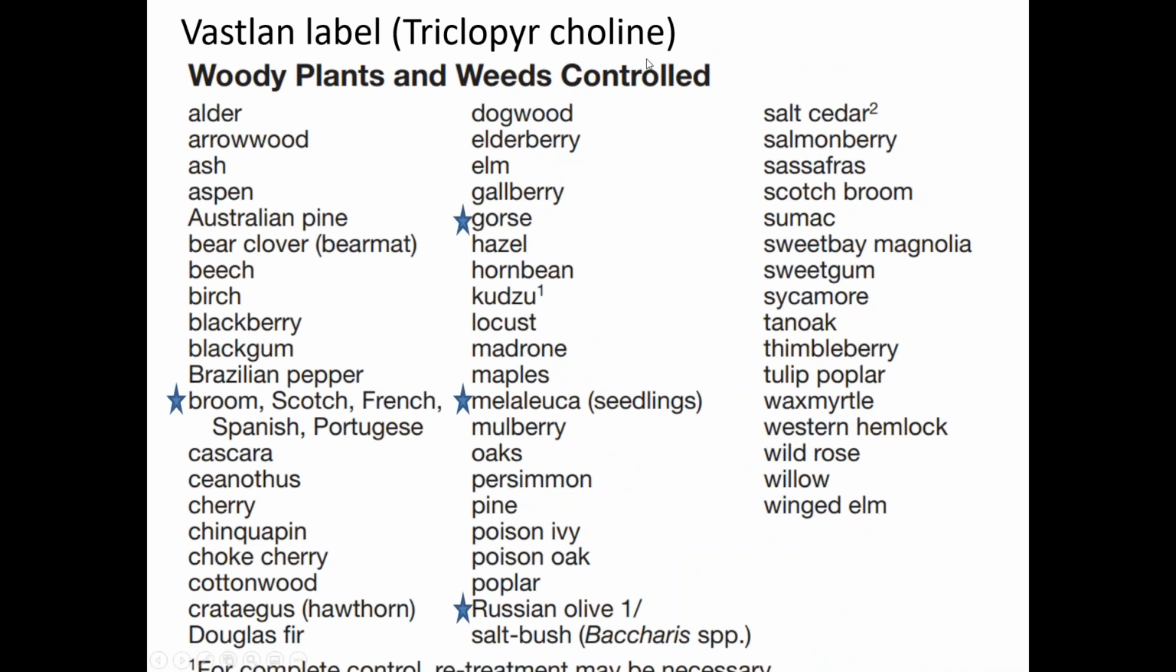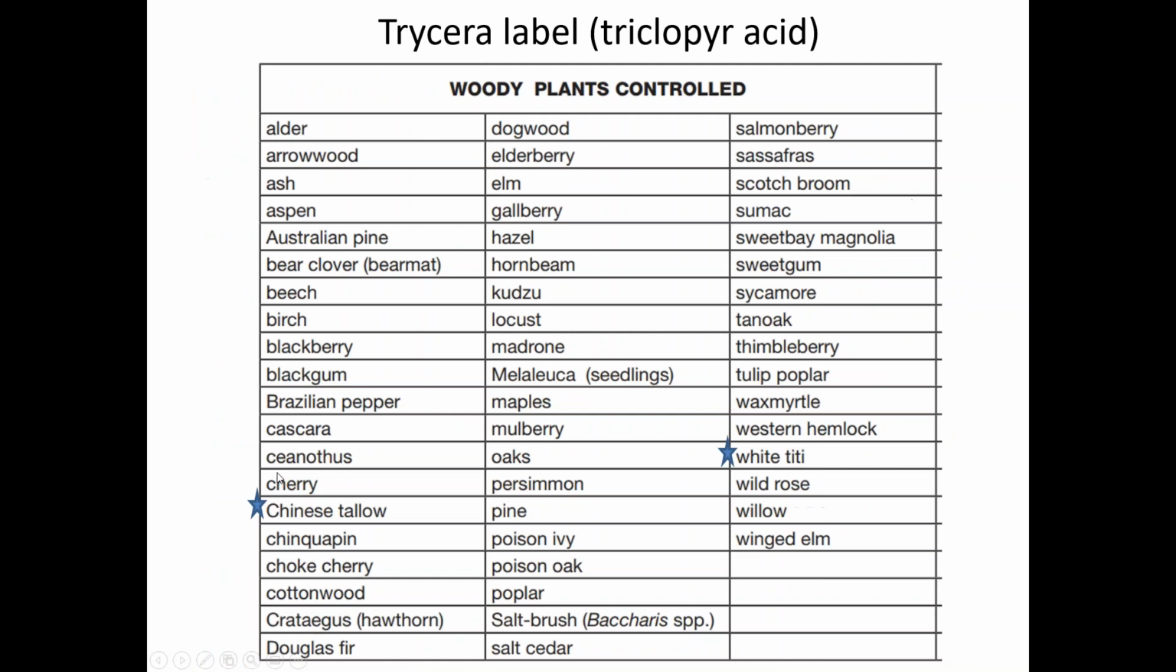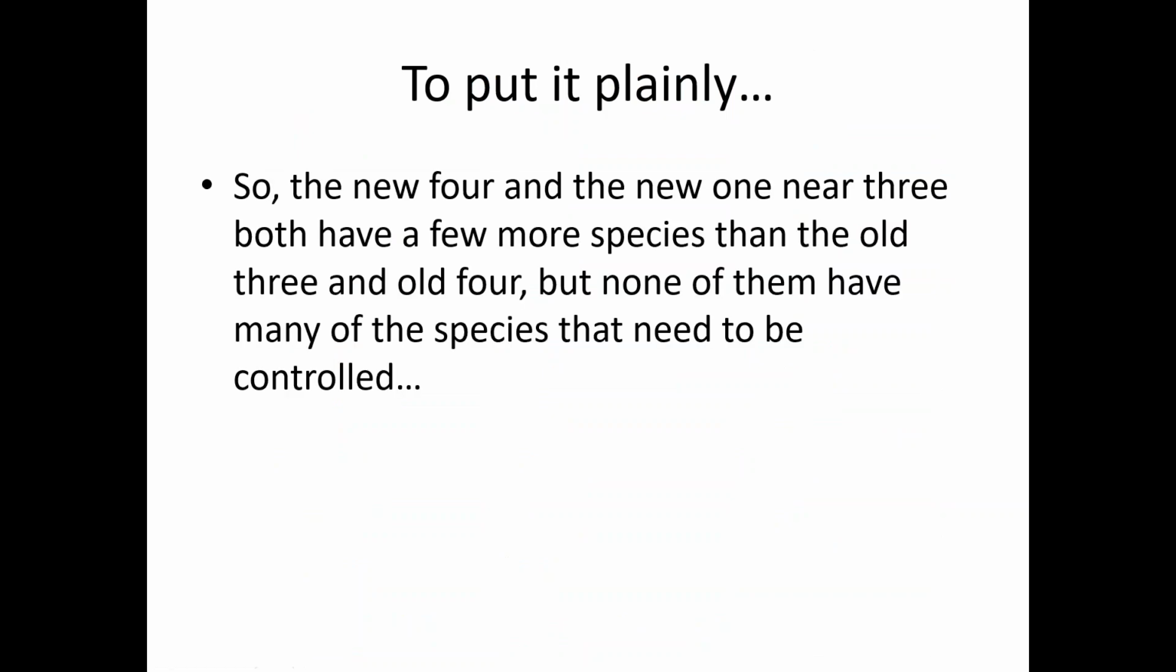Now, if we go to the Vastlan label, or the choline formulation, you can see a few more species have been added. The brooms, gorse, melaleuca seedlings, and Russian olive have made it onto the list, in addition to basically almost everything else that you saw on the Triclopyr amine label. And then finally, the Triclopyr acid formulation label, they added in Chinese tallow tree, white tai-tai, with all these similar species coming across here. So what we see here, to put it plainly again, the new formulations have a few more species than the old 3 and old 4, but none of them have many of the species that need to be controlled, okay?